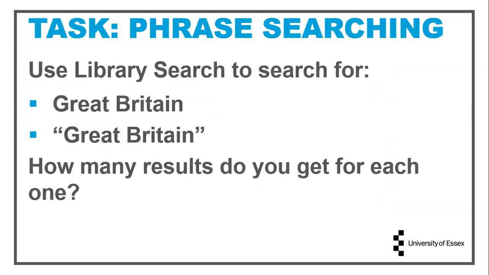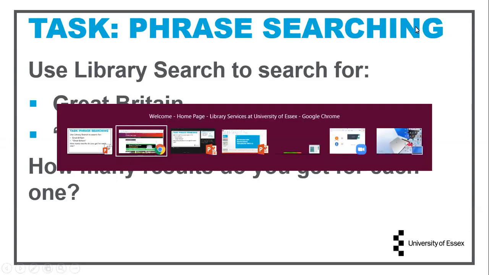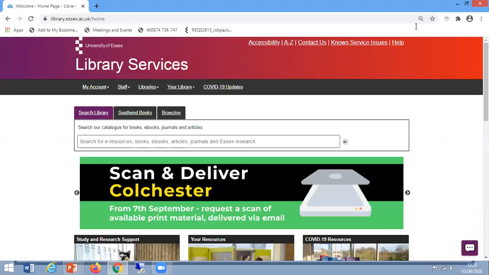So let's have a look at how this works. I'm going to navigate to the library homepage, and from here I'm going to search for United Kingdom. I'll search first without quotation marks.